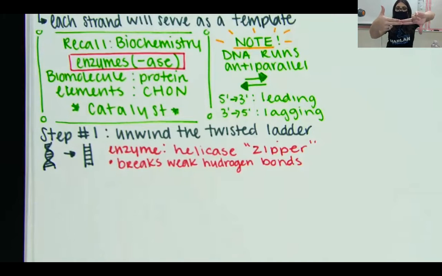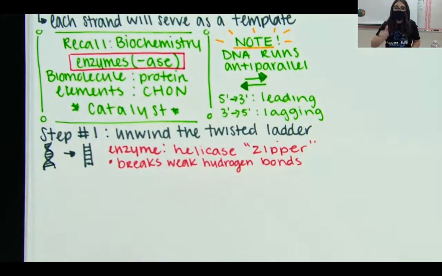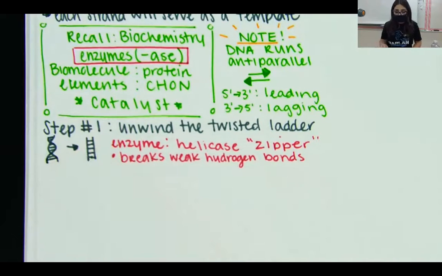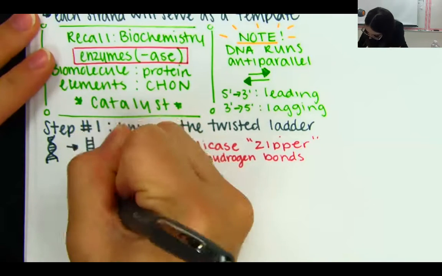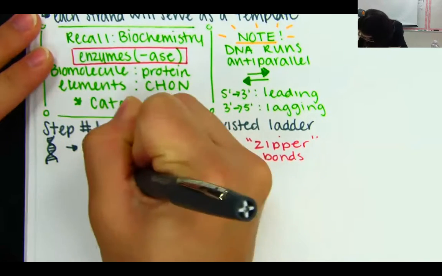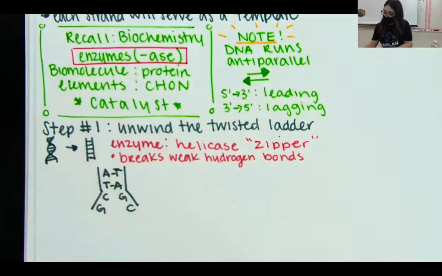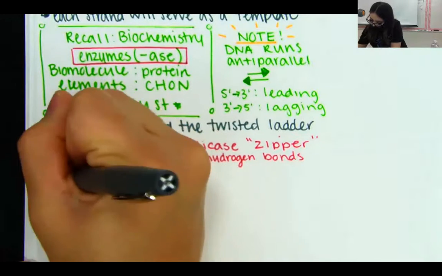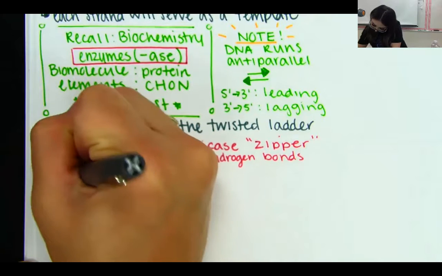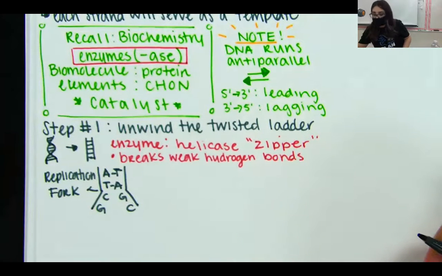So these nitrogen bases, when they come together, are held together by weak hydrogen bonds. Since we are essentially breaking our ladder, the helicase is going to come in and break all of these steps, which are called the rungs of a ladder. And what we end up with looks like this. This is our replication fork.